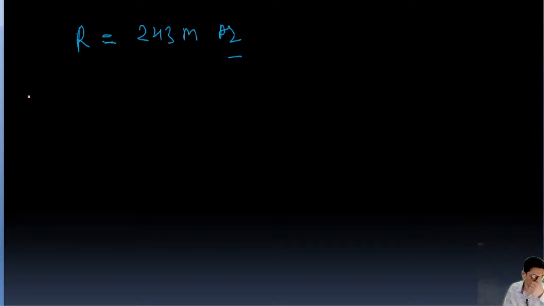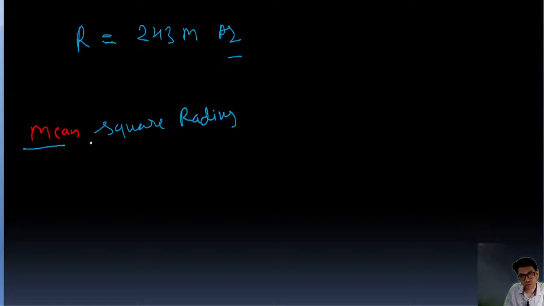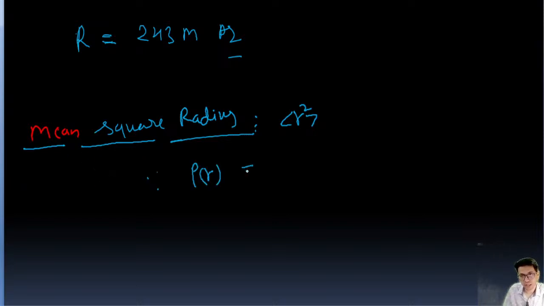Mean square radius. Okay, mean square radius. So that is what we have to find. Mean square radius means average of r square, right? So here we have defined this density of nucleus, right?